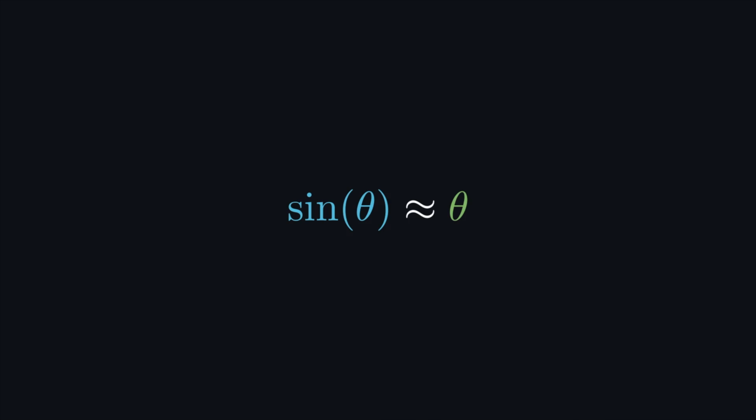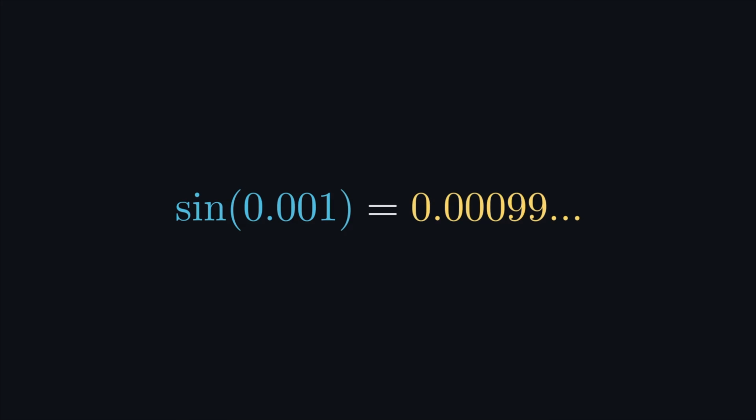For very small angles measured in radians, sine of theta approximately equals theta, and this is known as the small angle approximation. In other words, near zero, the sine function behaves almost exactly like the line y equals x. So if you wanted to estimate sine of 0.001, you would simply say, well, sine of 0.001 equals 0.001 approximately, which, as it turns out, is already pretty close, as sine of 0.001 equals 0.00099, and so on.